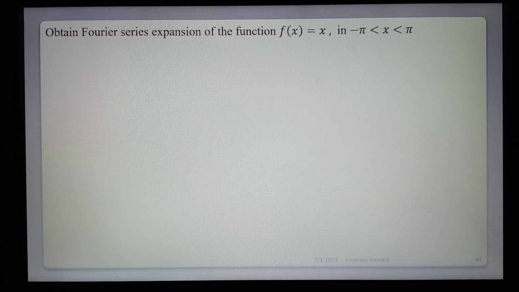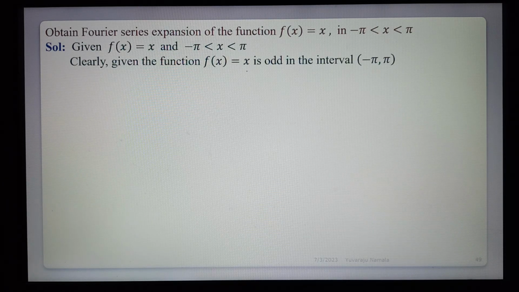Otherwise, if we don't know x is an odd function, directly you have to find a naught, a n, b n. There is also, okay, there is clearly you have to find. So otherwise, using the shortcut method, it is clearly an odd function, so using that only, finding the bn value by using the other formula. Here the given function f of x is equal to x, clearly an odd function in the interval minus 5 comma 5.